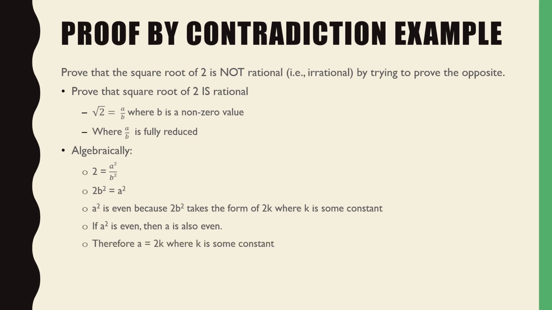So we can say a is 2k, where k is some constant. Would you all agree with that? Yeah. Okay. Am I boring you back there right now? Oh, man. All right, then.